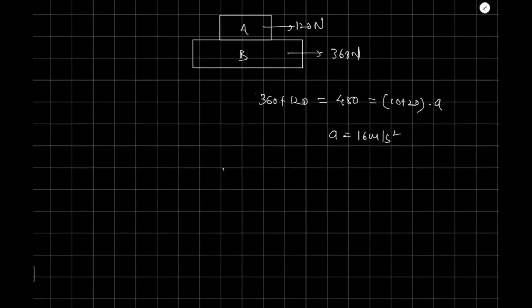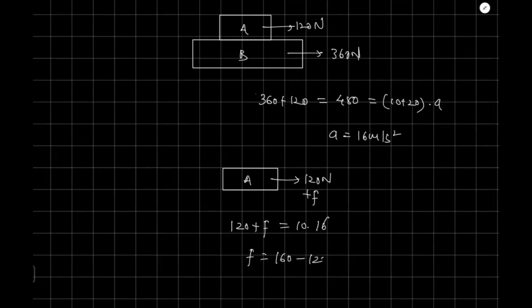Now we'll try to figure out the value of friction. So if you see block A, on this one, 120 Newton force is acting in this direction. And let's say the value of the friction force is F. So we can say 120 plus F is equal to mass into acceleration. So mass of this one is what? 10. And acceleration is 16. So you'll get the value of F equal to 160 minus 120. So you'll get the value of friction force as 40 Newton.